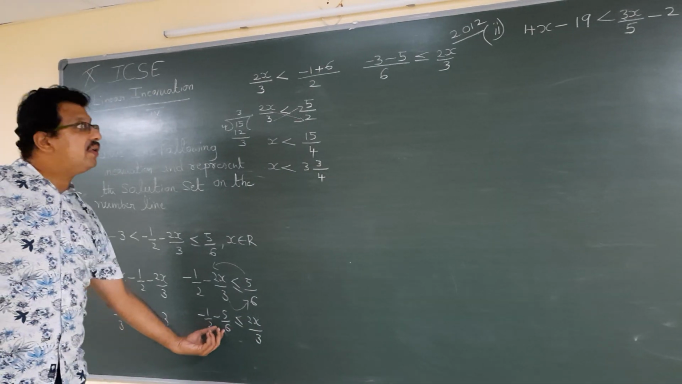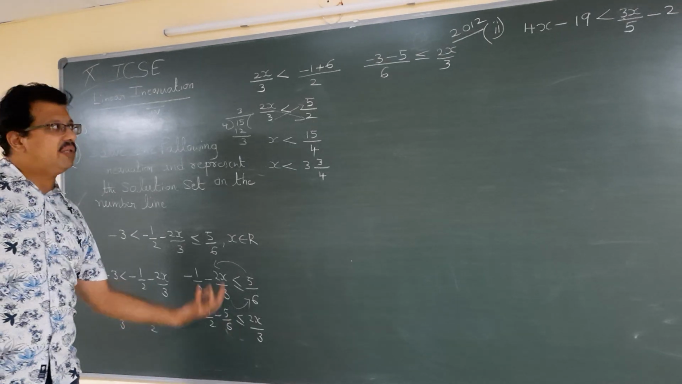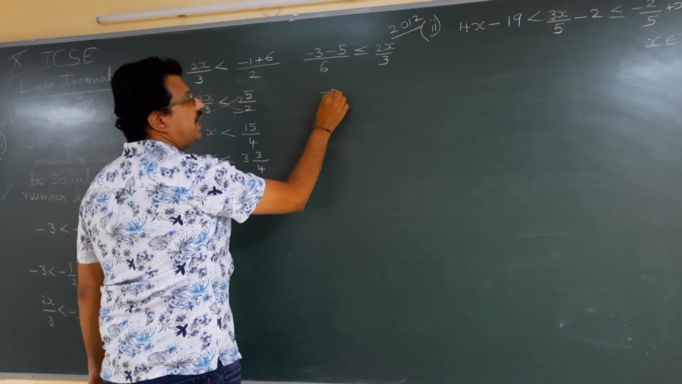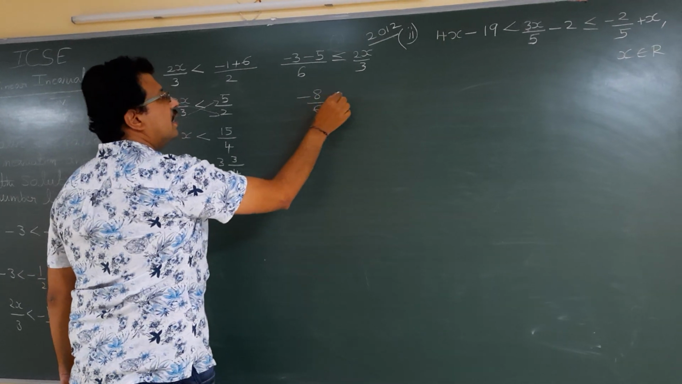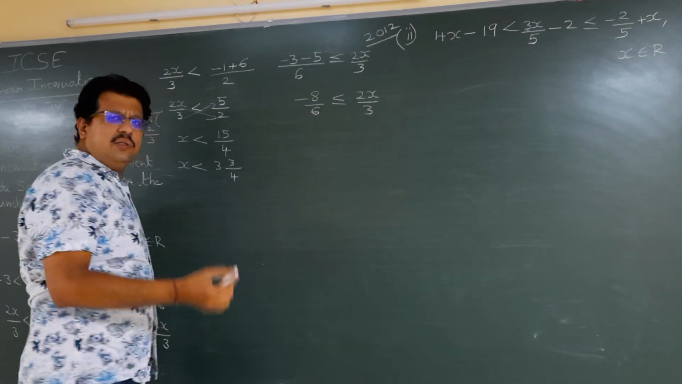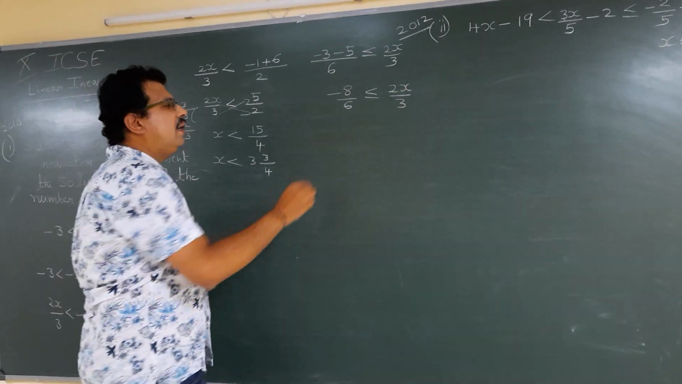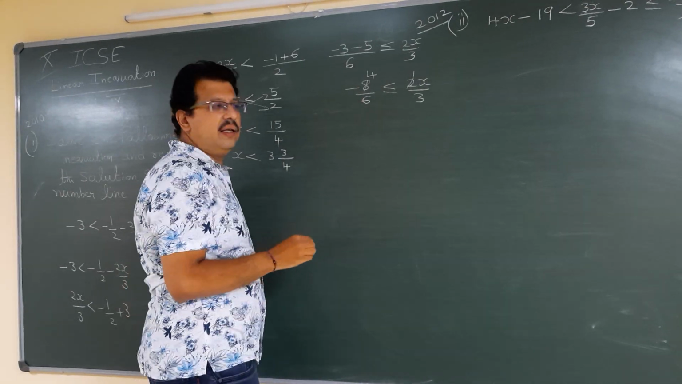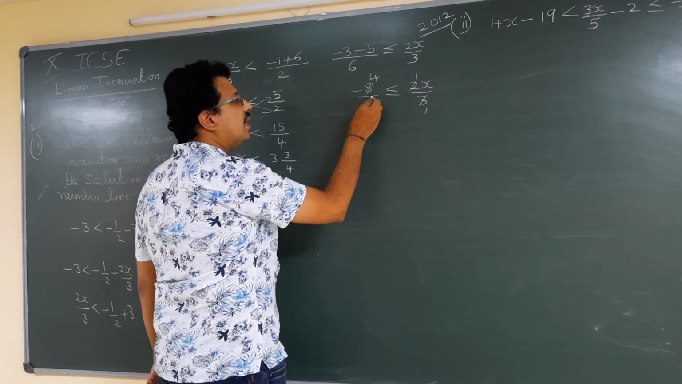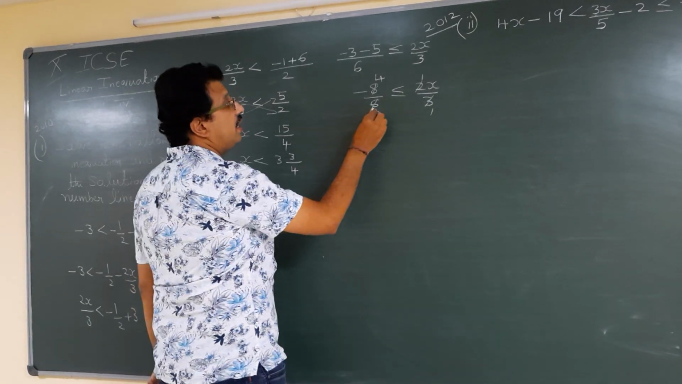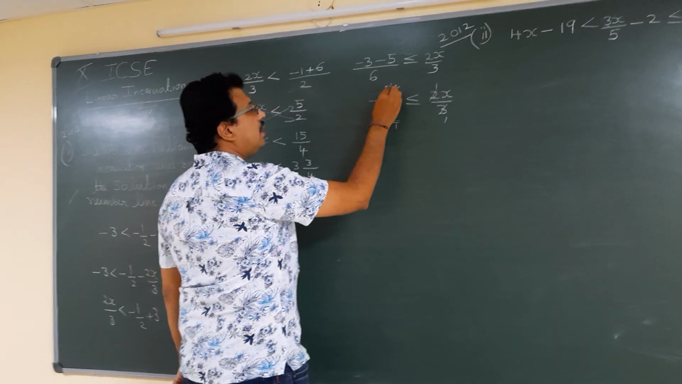Taking the LCM is a very important step. 6 is the LCM, that's very important. Minus 3 minus 5 is minus 8 by 6, less than or equal to 2x by 3. Students, at this step you can do it directly: 2 ones are 2, 2 fours are 8. And here also, 3 ones are 3, 3 twos are 6. So it's going to be quite easy for you to solve. Minus 4 by 2: 2 ones are 2, 2 twos are 4.